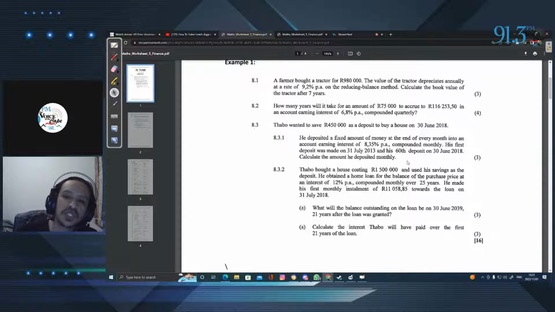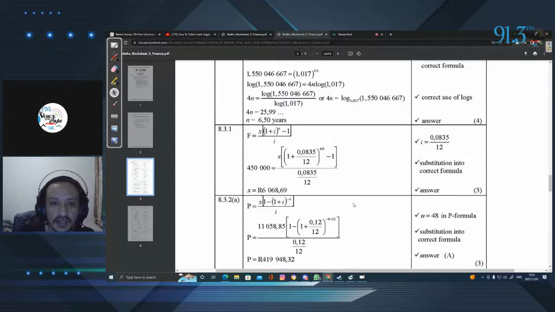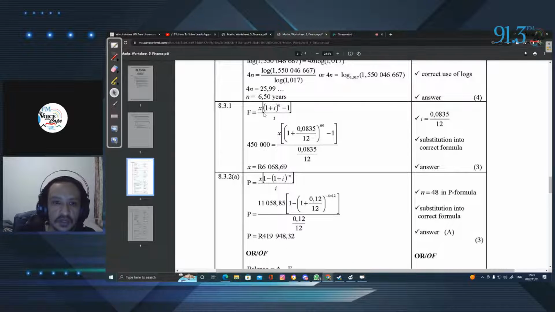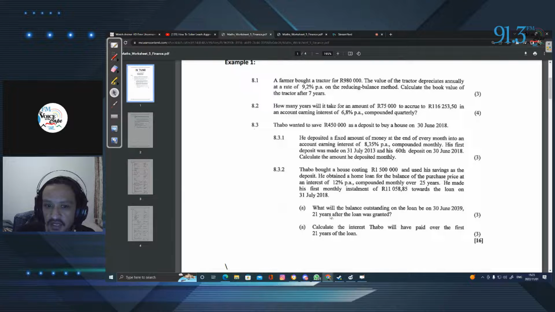Now, we're going to be using a similar formula to what we used in 8.3.1. So let's take a look. All right, so here we go. Here we have P, which is going to indicate the outstanding balance.